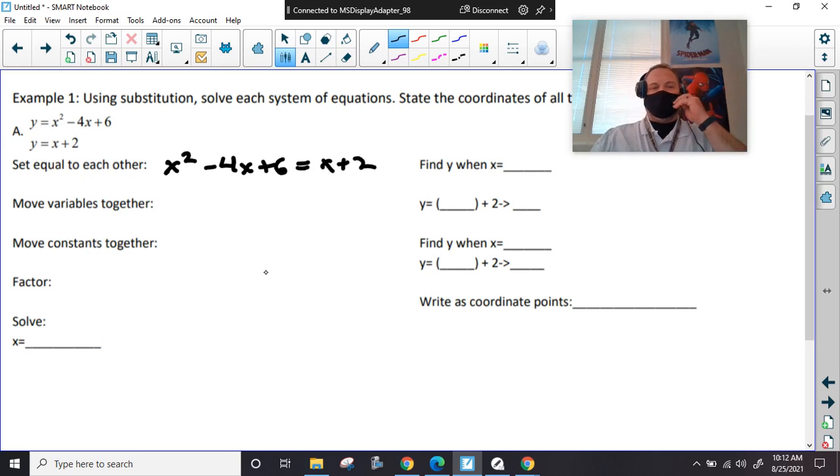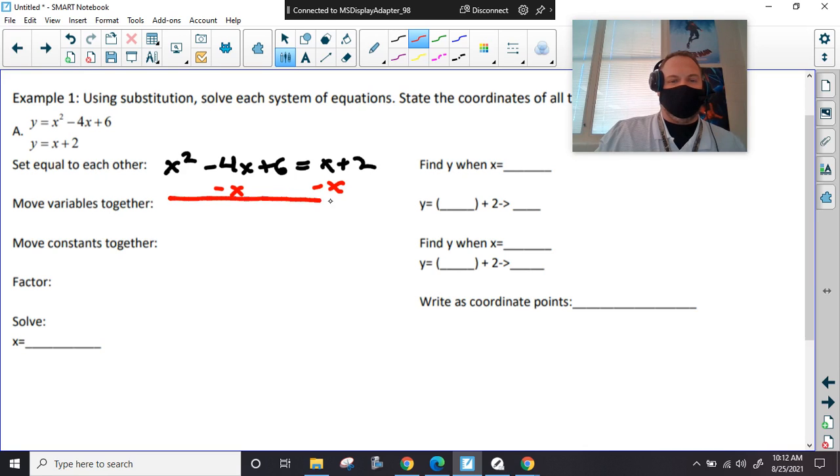All right. Now we're going to move the variables together. So, I want to move all my variables on this side. So, I'm going to subtract this x right here. Okay. So now we have x squared minus 5x plus 6.